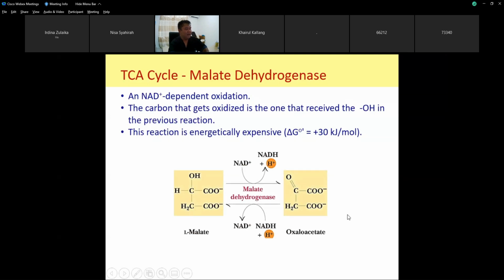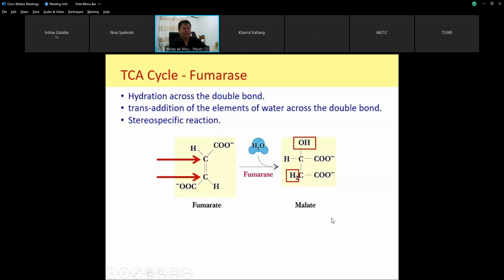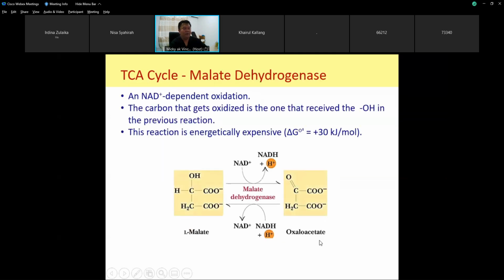Okay, so lastly, okay, is the production of malate. Okay, just now you produced malate, okay, malate to produce the final product, which is oxaloacetate. Okay, same also, 4 carbon.